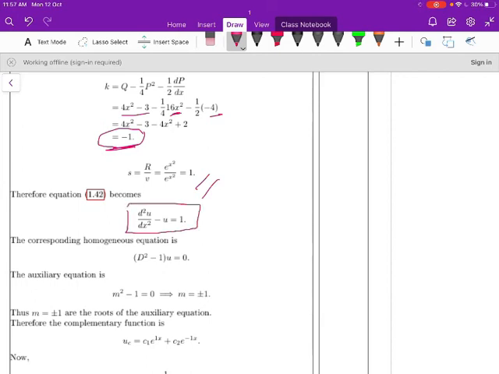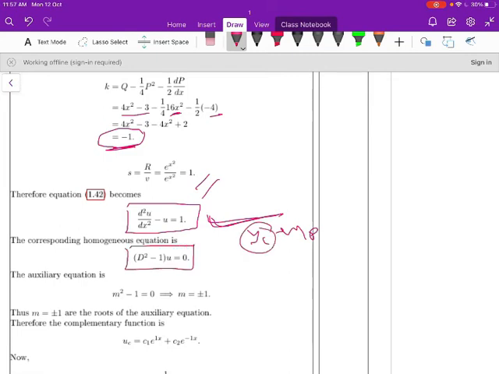Therefore, our equation is reduced to d²u/dx² minus u, because k is minus 1, is equal to s, which is 1. So it is a second order differential equation with constant coefficients. Easily we can solve the differential equation.